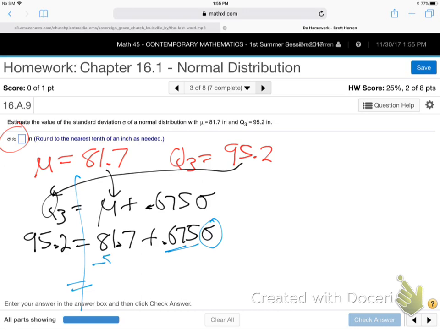Yeah, you subtract the 81.7. Remember that from algebra? With that, use the calculator. What is that? Is it 13.5?